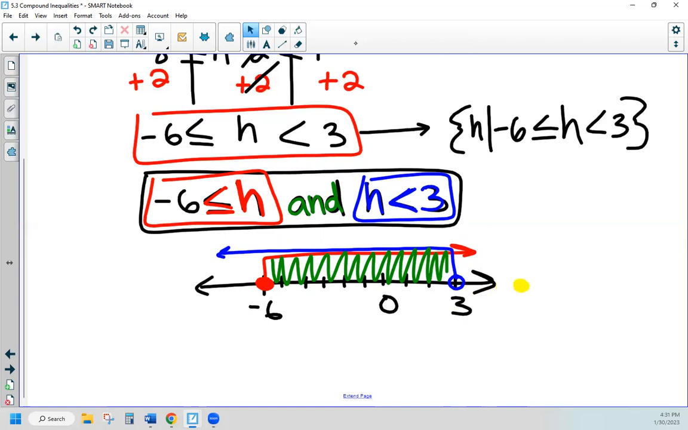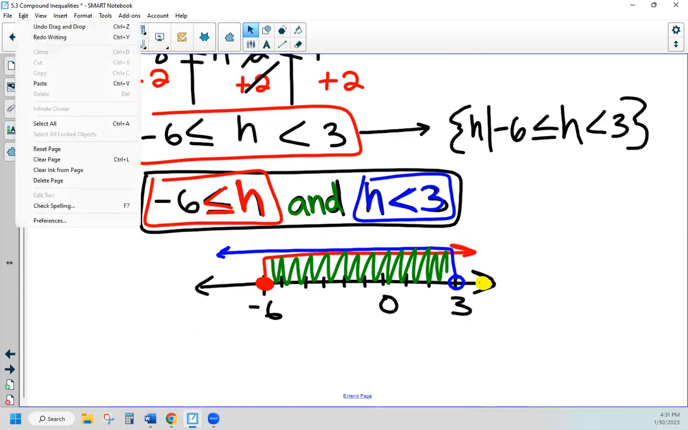And obviously anything to the right of this will not be a solution either, because it's going to satisfy the red only, but not the blue. And it needs to satisfy both of them.